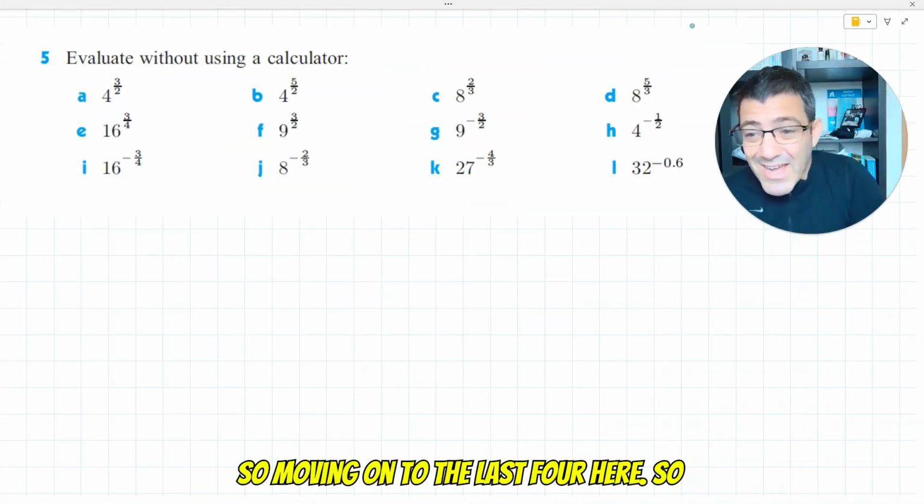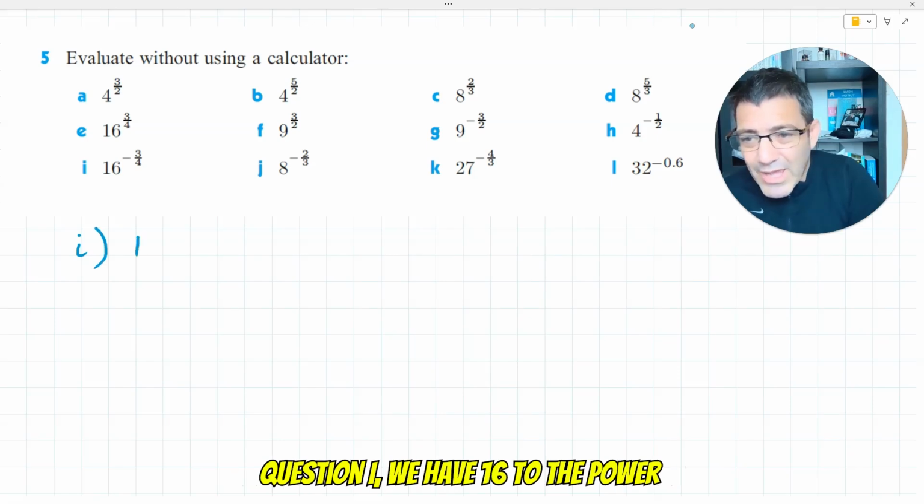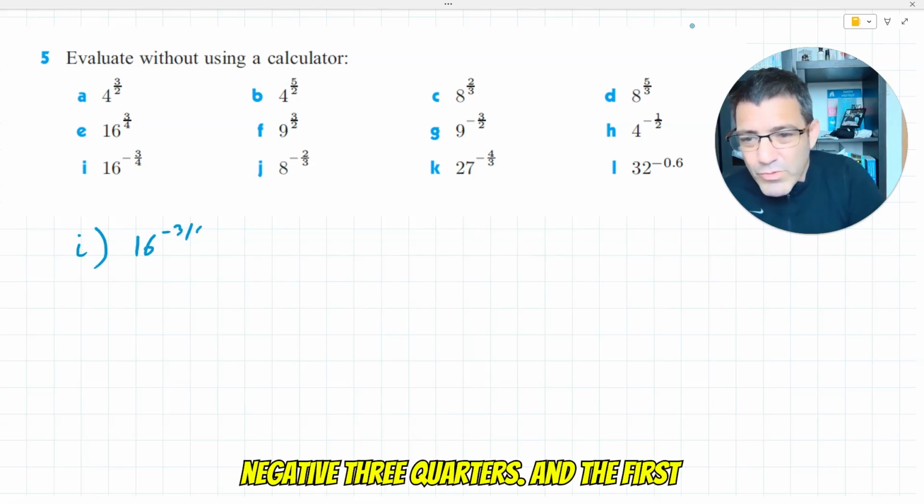So moving on to the last 4 here. So question I, we have 16 to the power negative 3/4.